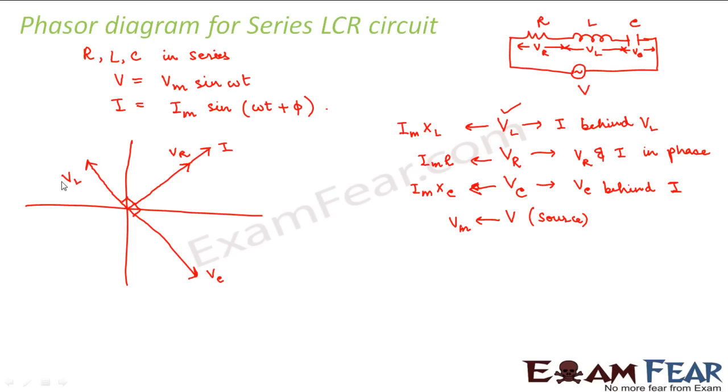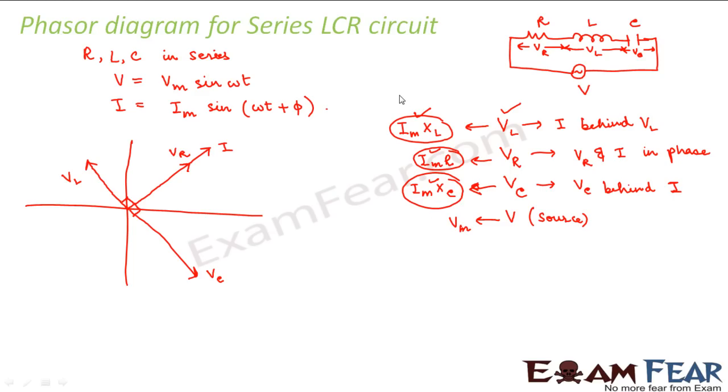They are linear and exactly opposite in direction. Now you can see that some phasors are small, some are big. That is because the length of the phasor represents the peak value, as I told you. So here VR represents Im into R. Similarly, VL represents Im into XL. Similarly, VC represents Im into XC.